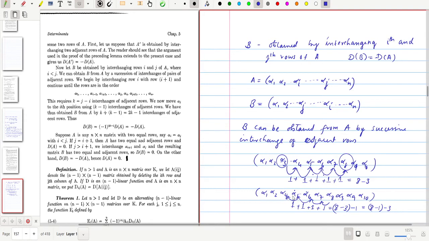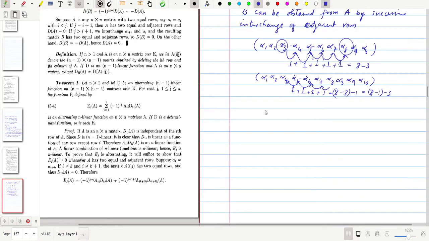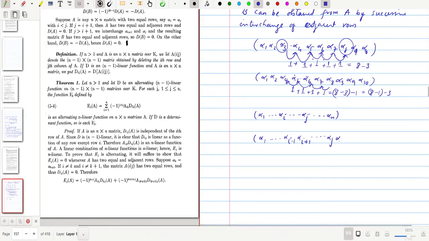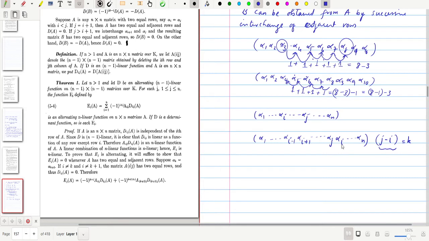So when you consider the generalization of this, we have alpha 1 etc alpha i etc alpha j etc alpha n. To bring this alpha i in the position of alpha j, we have alpha i minus 1 here, alpha i plus 1, and we have brought this alpha in the position of alpha j etc alpha n. This requires j minus i successive interchanges of adjacent rows. So this much I put as k. Then k successive interchanges of adjacent rows are required to bring this alpha in this position.